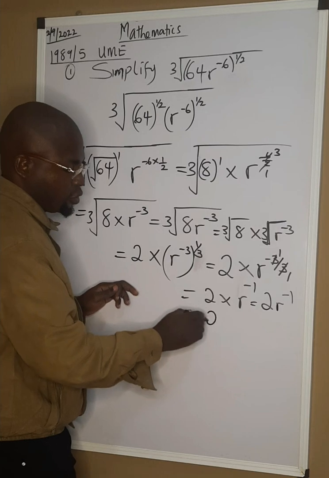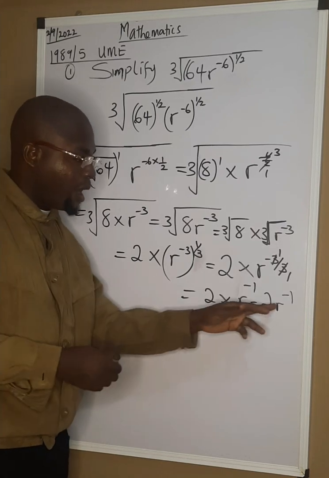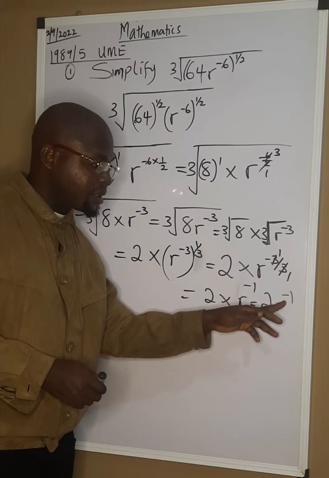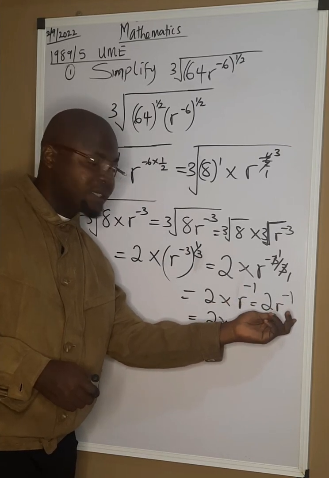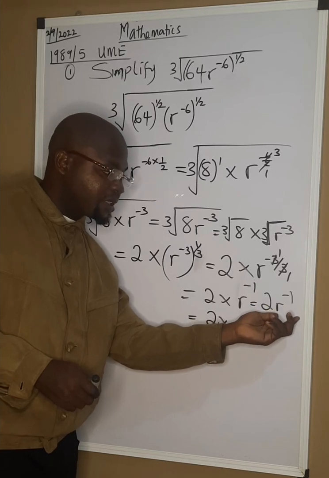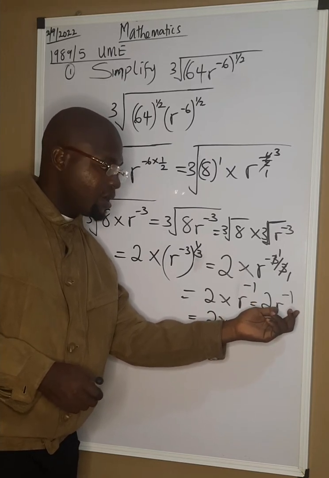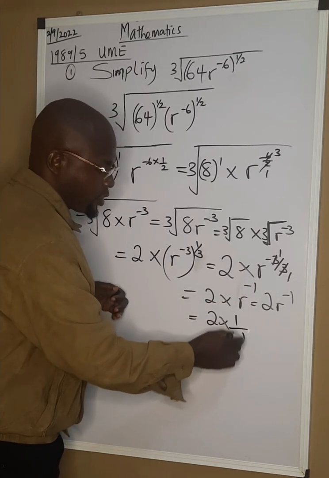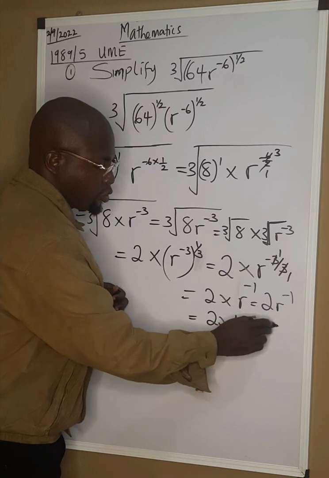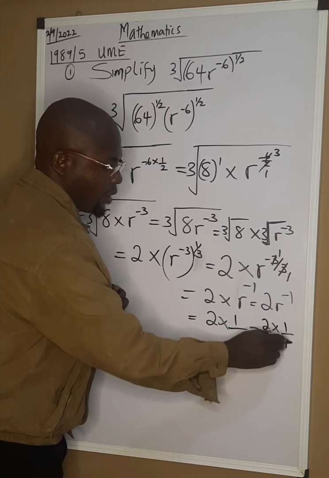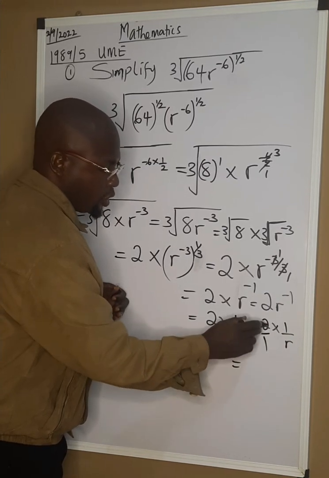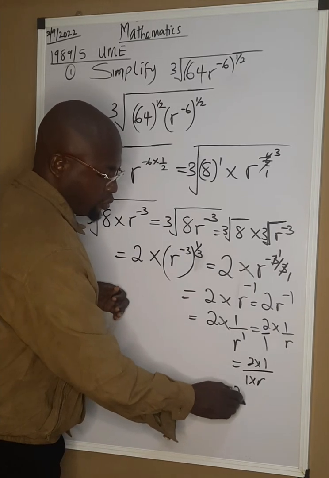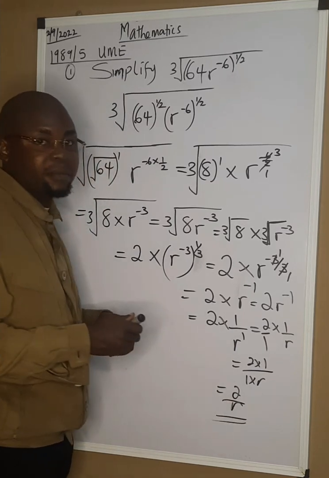Here r^(-1) represents another law of indices, which is the inverse law of indices. From here, r^(-1) becomes 1 over r raised to power 1, which becomes 2 times 1 over r. You balance over 1: 2 times 1 all over 1 times r, which gives us 2 all over r. This is the final answer.